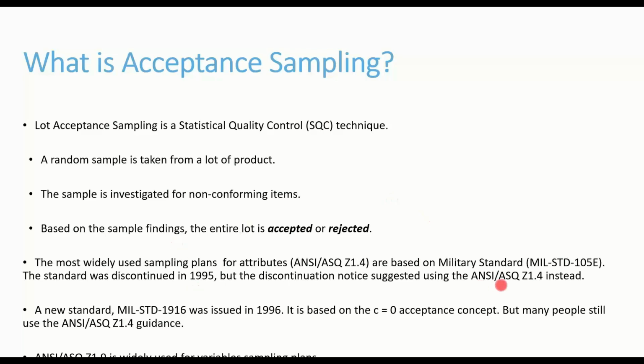And we went to this instead, but this new military standard was issued in 96, and it's based on the C equals 0, the zero acceptance sampling concept. But many people will still use this Z1.4, and then for variable sampling plans, we're going to have the Z1.9.